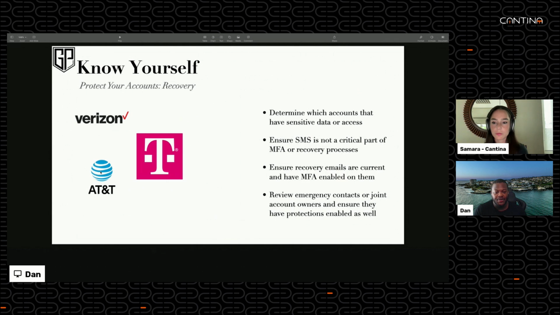I think talking to your emergency contacts or joint account owners, if you share a plan or you share in some cases the ability of a shared account owner to reset certain criteria, just have that conversation to make sure you both understand, hey, we may be targeted not just because of what we know and what we have, but also for people we interact with, and making sure that you've understood how protected these accounts are.